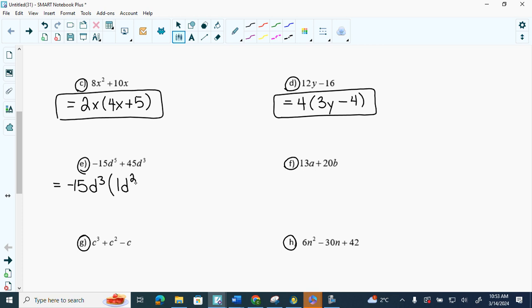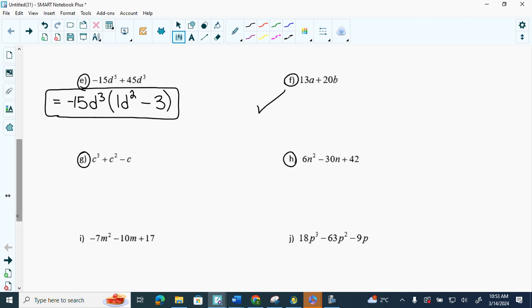Then we have 45 divided by negative 15, negative 3. So dividing by a negative just changes signs, right? Because positives become negatives and negatives become positive, because that's how division works. So d cubed, take out a d cubed, gone. Done. What's up with F? F, she's done. Yay! There's nothing you can take out. It was a trick question.